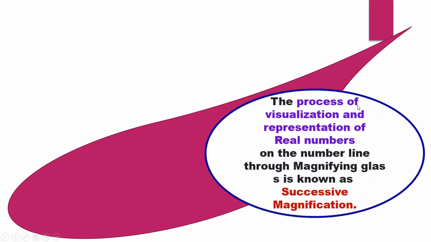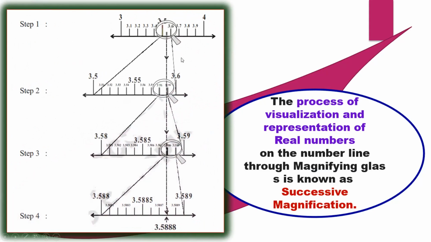The process of visualization and representation of real numbers on the number line through magnifying glass is known as successive magnification, like this.